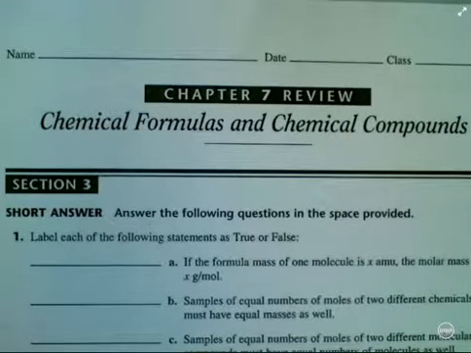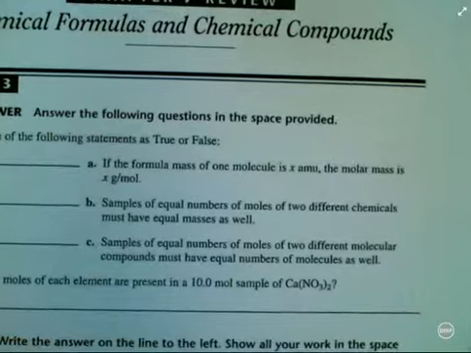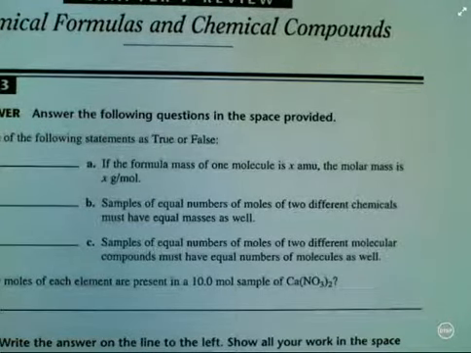All right, let's take a look at your Section 3 worksheet. Starting with number 1. Label each of the following statements true or false. A. If the formula mass of one molecule is X AMU, the molar mass is X grams per mole.